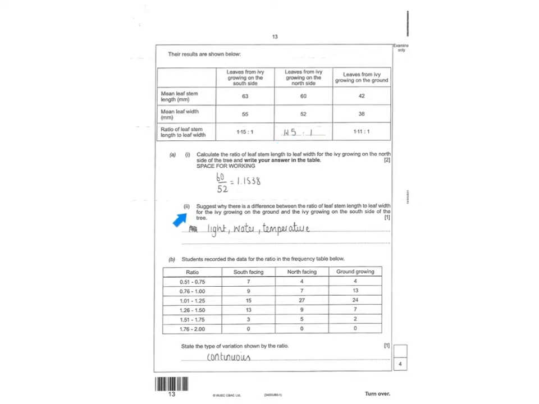Suggest why there's a difference between the ratio of leaf stem length to width length for the ivy growing on the ground and for the south side. It's because it's got more light, more access to water, and a higher temperature.